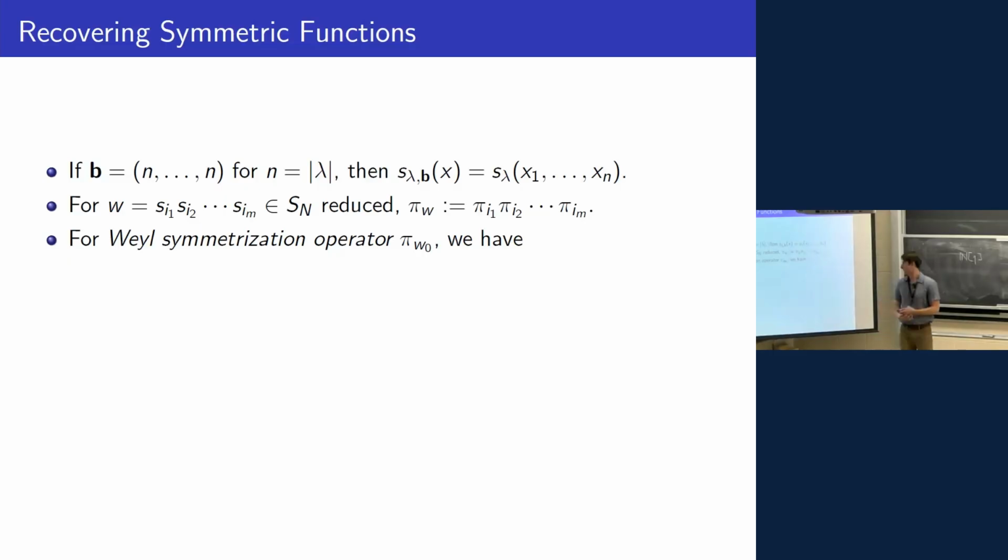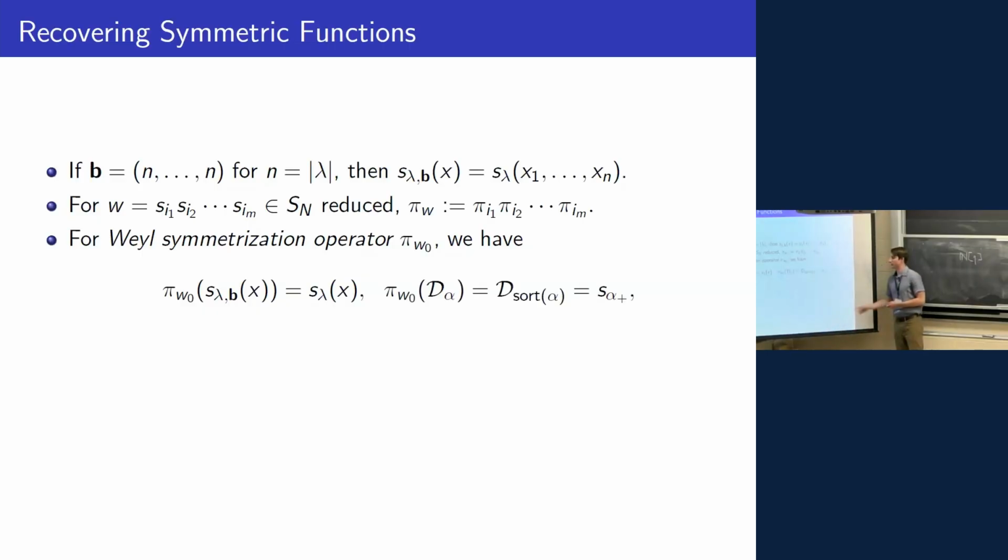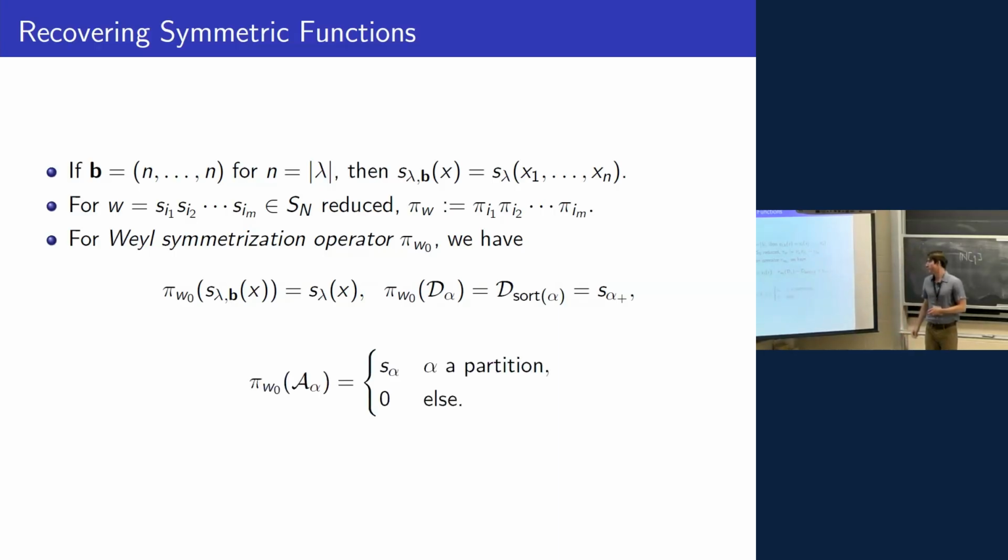Weyl symmetrization operator. And you can show that whenever you apply this operator to any multivariate polynomial, the result will be symmetric. And when I apply it to my flag Schur polynomial, I get a Schur polynomial. When I apply it to my Demazure character, I also get a Schur polynomial. And if I apply it to my Demazure atom, I either get a Schur polynomial or else I get 0. So I get one or the other.